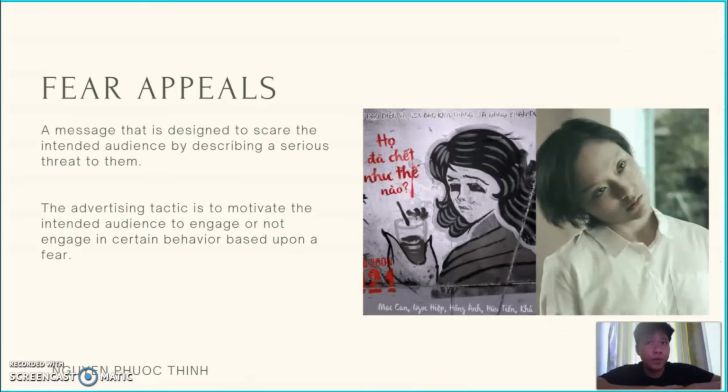So for fear appeals, fear appeals focus on the negative outcomes that can happen because of an action or inaction. The advertiser uses fear appeals to promote an immediate behavior change, such as eating healthier or not smoking. So I put here an example of horror movies, because they are horror movies, so they use fear appeals in their advertising.